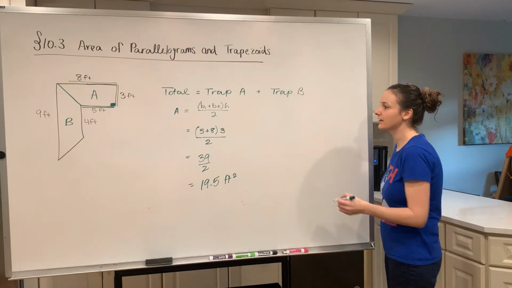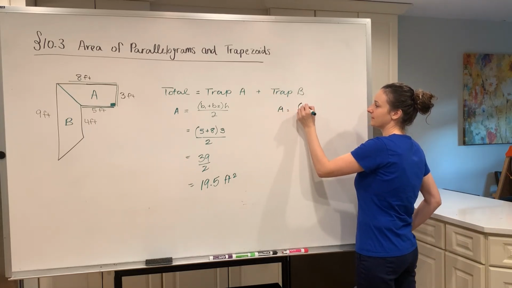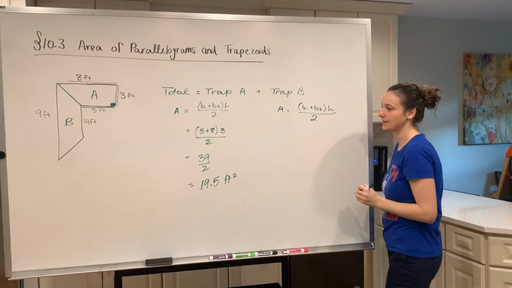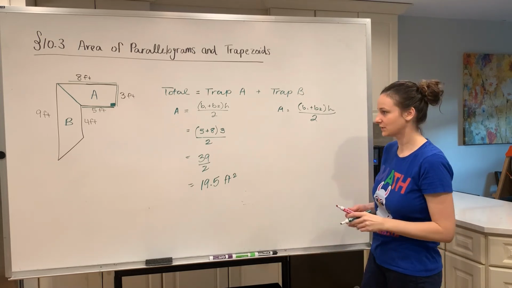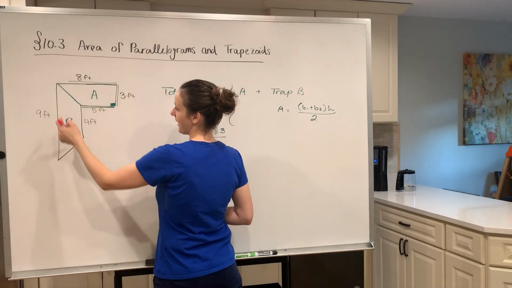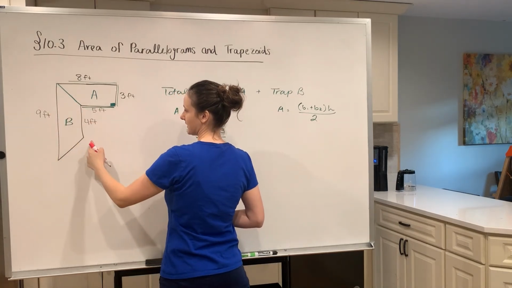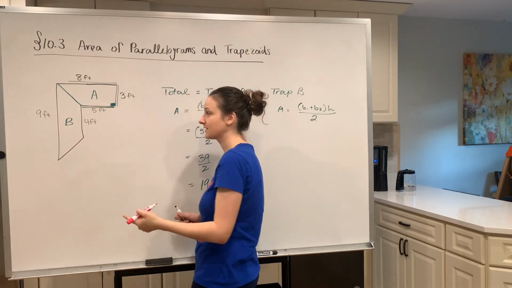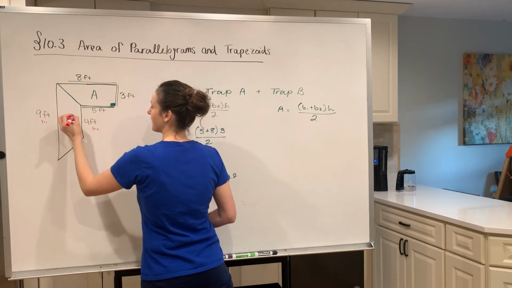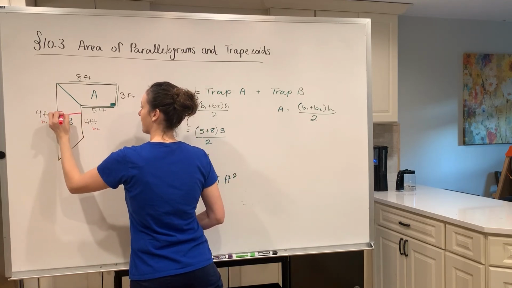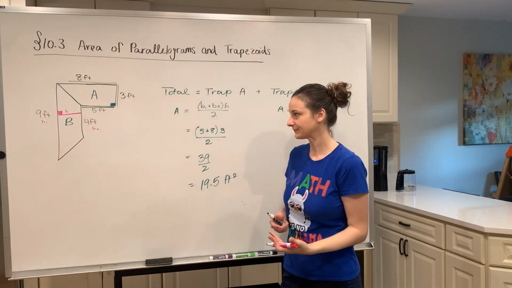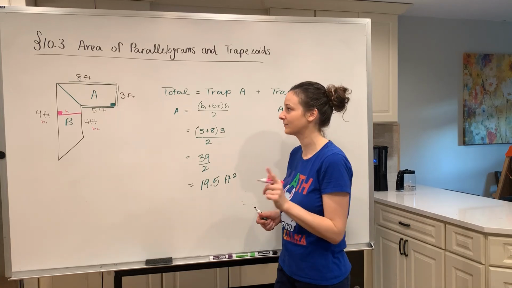Okay, the area for trapezoid B, the same formula, base 1 plus base 2 multiplied by the height divided by 2. However, we need to do a little bit more thinking with this trapezoid, okay? We need to find its height. So I have one side here, another side here that are parallel. The parallel sides are the bases. So 9 feet could be base 1, 4 feet could be base 2, and if I draw a line in between them at a right angle, that's going to be my height. Now, do I know the height here? And the answer is yes, I do, but I gotta think a little bit to get there.